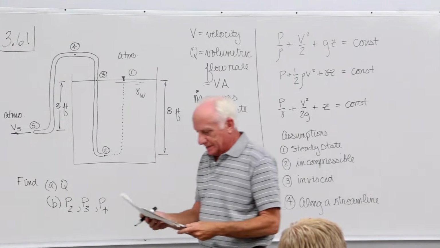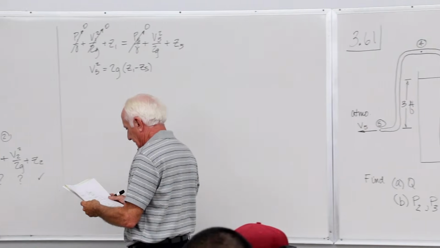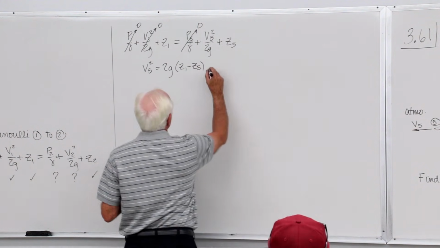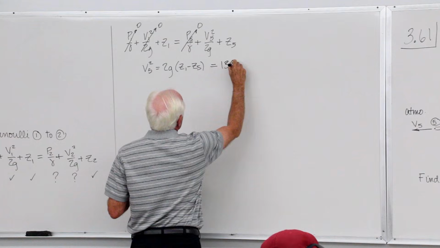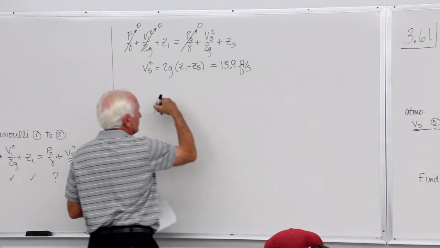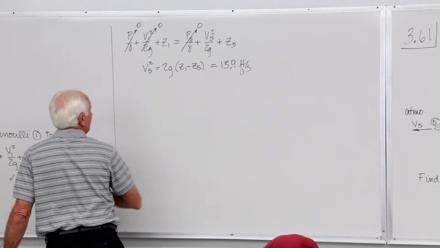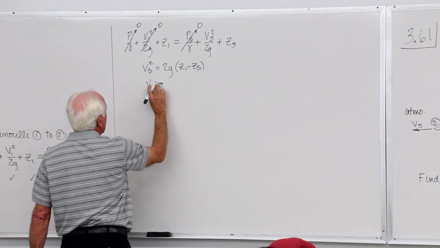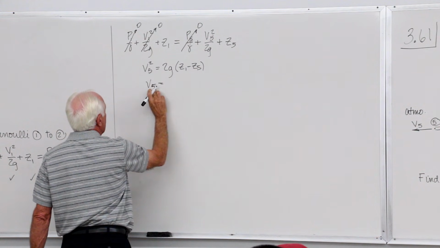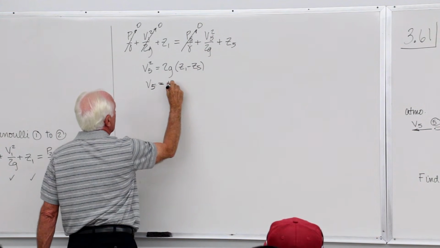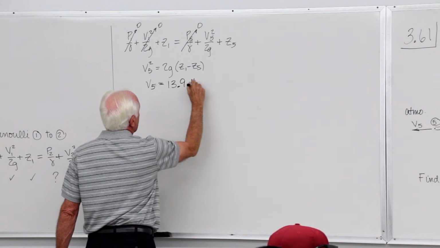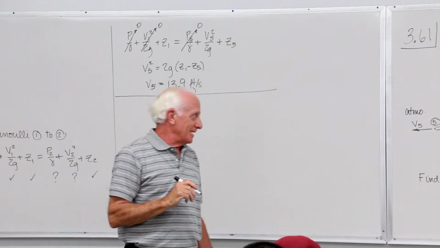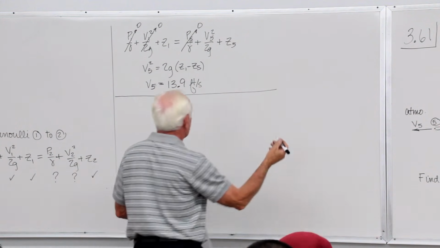Okay, let's see if I found that one. Yeah, there's 13.9 feet per second. Take the square root out. Let's just make that right. Okay. Now let's try the next step. Oh wait, I didn't get the Q, so I'll get Q.